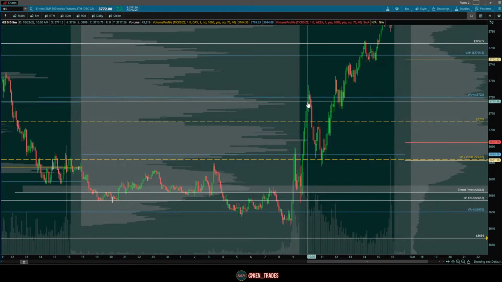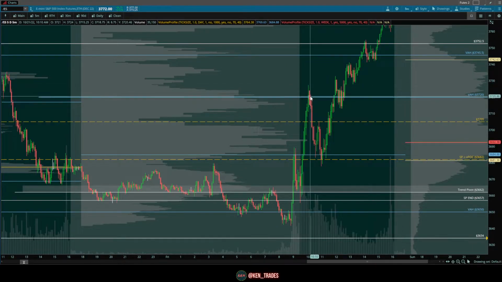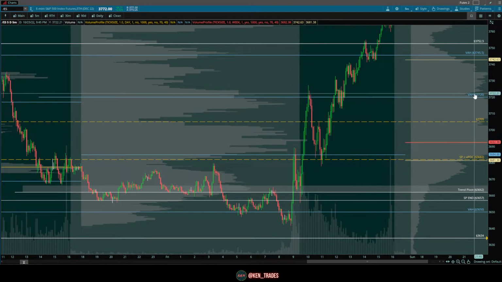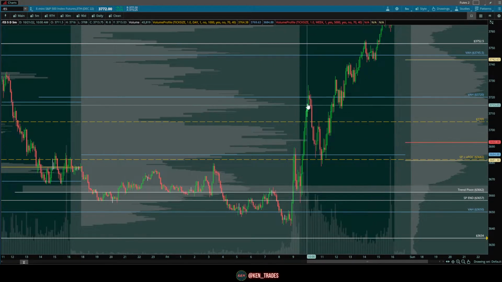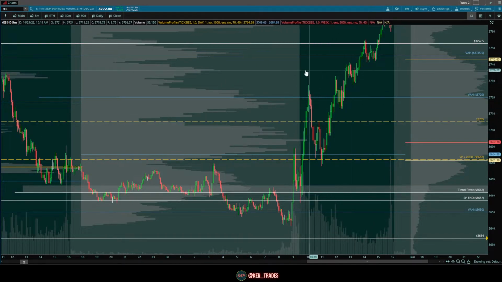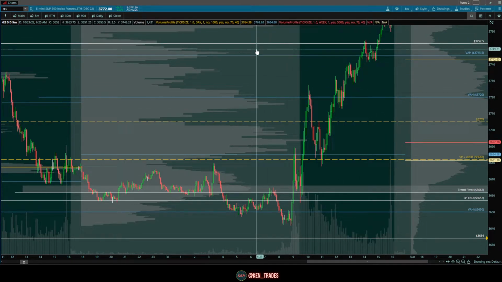I got stopped out, and then I was like, okay, I'm going to wait for the 30s. But I saw price came down and retested 3720. I know 3720 was the value area high. It came down, pushed up, but failed to hold above, failed to find value above the previous day's value area high.